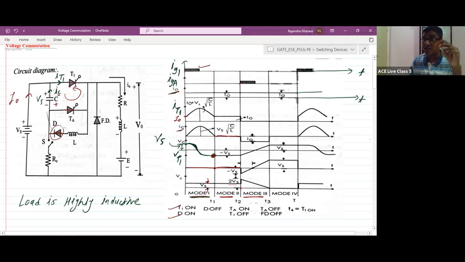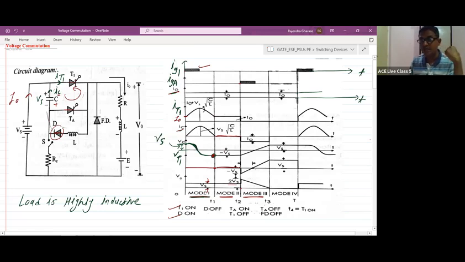As soon as thyristor TA turns on, our thyristor T1 turns off. Why? Because this capacitor will try to discharge through this loop, and in this discharging loop only the capacitor is there. Any other element to limit the capacitor discharging current is not present. So suddenly the capacitor will try to circulate a very high current.